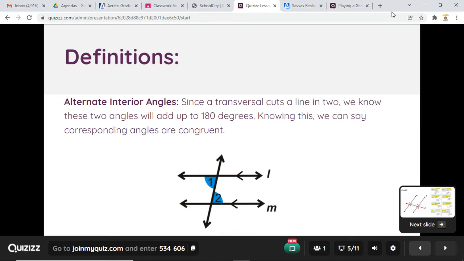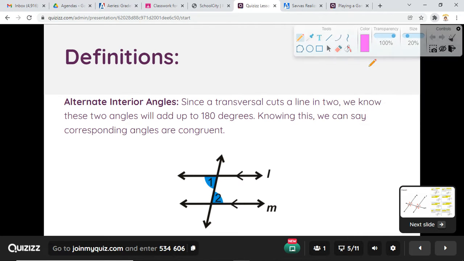Alternate interior angles. Since a transversal cuts a line in two, we know that these angles will add up to 180 degrees. Knowing this, we could say that corresponding angles are congruent. This should say that alternate interior angles are congruent. Alternate interior angles are congruent.